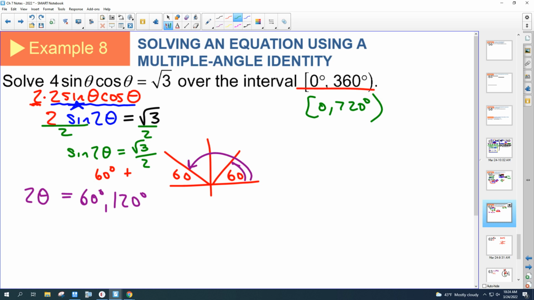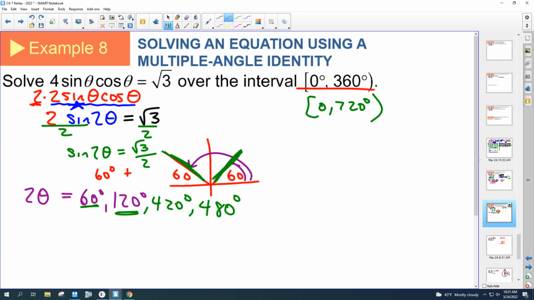Probably easier for you to think about it this way: we're going around twice. Double the angle, double the interval, we're going around twice. So all that means is this was 60. I want to get back there, so I add 360 to this. That's 420. To get this 120, I'm going to add 360 to this one. Add 360, that is 480. At this point, I've gone around twice. When I've gone around twice, I stop.